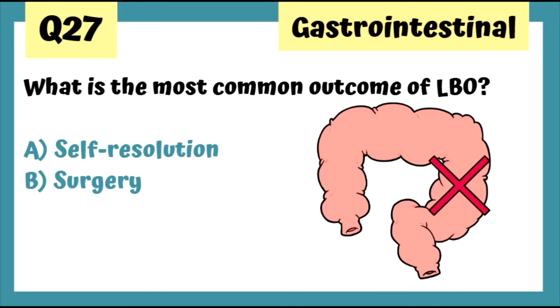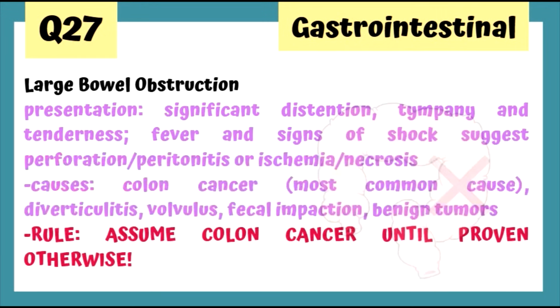Question 27, what is the most common outcome of large bowel obstruction? And the answer is surgery. We have to surgically correct the large bowel obstruction. And by the way, the most common cause of large bowel obstruction is colon cancer, and therefore, if we see large bowel obstruction in a patient who presents with significant distension, tympany, and tenderness, we actually have to assume it's colon cancer until proven otherwise, since that's the most common cause of large bowel obstruction.